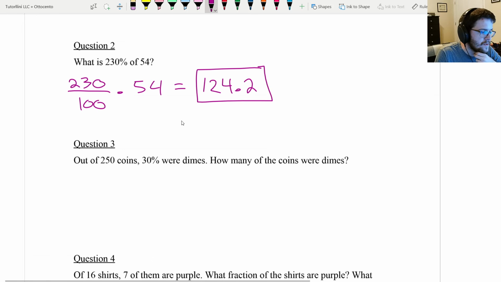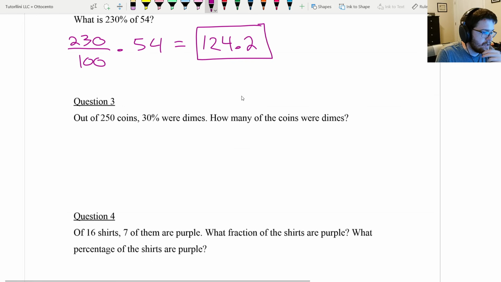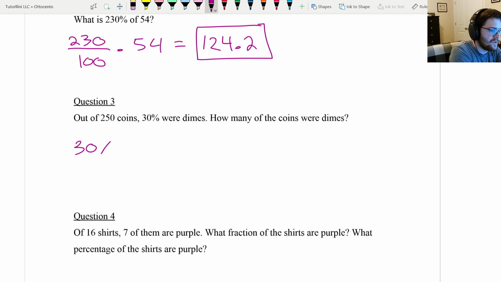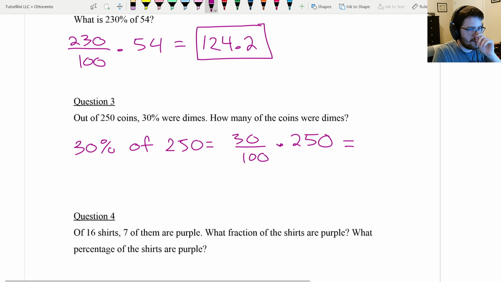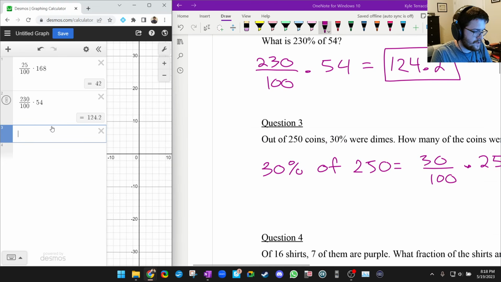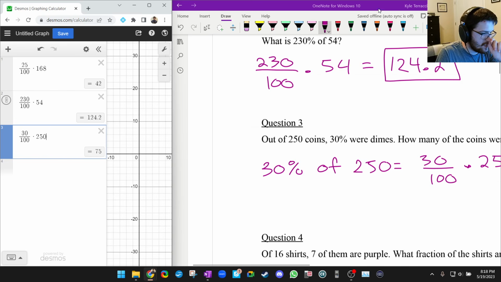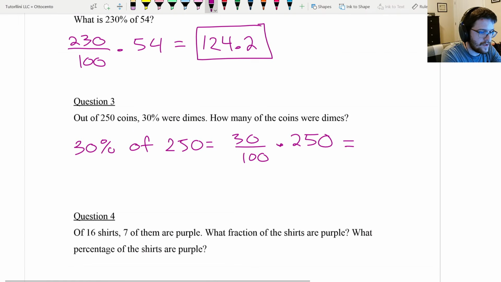All right, let's look at this one. 30% were dimes. How many of the coins were dimes? So it basically wants us to find 30% of 250. So we're going to do 30 over 100 times 250. And let's see what that gives us. 30 over 100 times 250 gives us 75. So 75 of the coins were dimes.